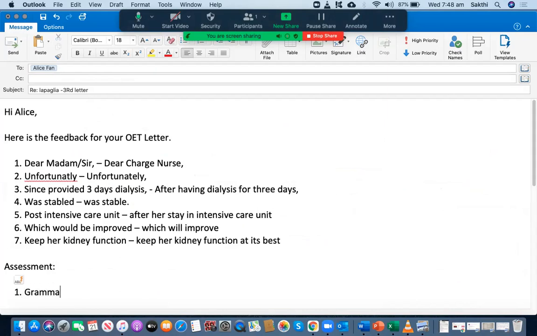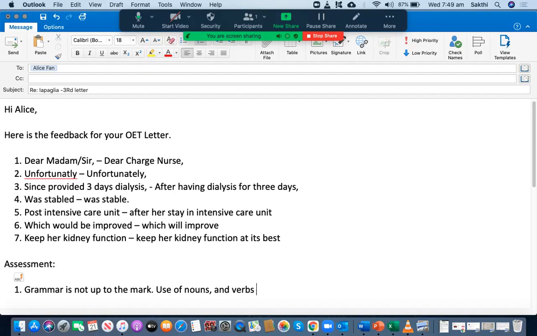All right, grammar is not up to the mark. You have committed several grammatical mistakes which need to be rectified. Okay, so please be careful about it. Use of nouns and verbs could have been improved. Nouns, verbs, and tenses. Tenses is another one, because instead of using would, which would be improved, you could have used which will improve, and tenses could have been improved. Okay, so that's one mistake.